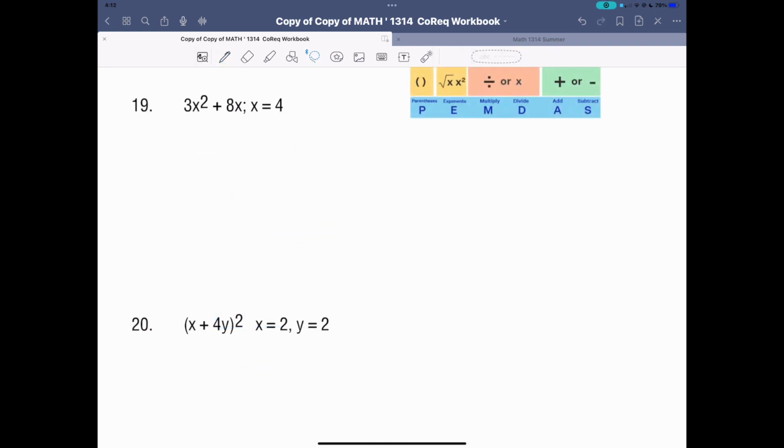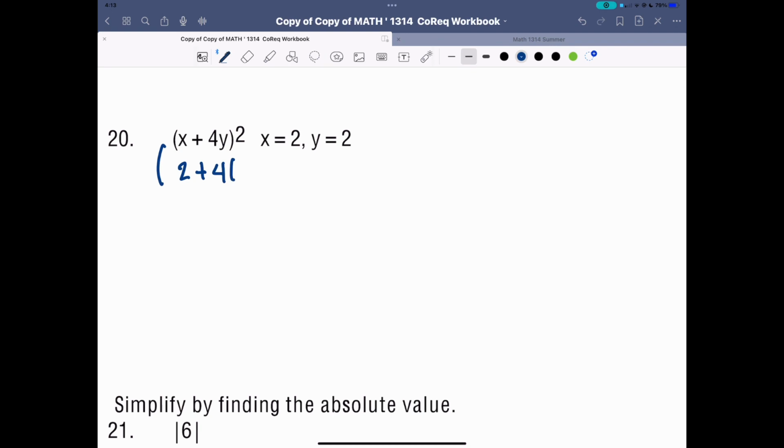Times 4 squared plus 8 times 4. So 3 times 4 squared plus 8 times 4. Order of operations says that I have to do exponents first and then multiply. So we're going to look at these as their own terms. I'm going to do this one and then that one. So I rewrite everything and I say 3 times 4 squared. You can't do it like that. You have to say 4 squared. So it's 3 times 16. And then it's 8 times 4, which is 32. And then we do 3 times 16 next, which is going to be 48. 48 plus 32 is going to give me 80.